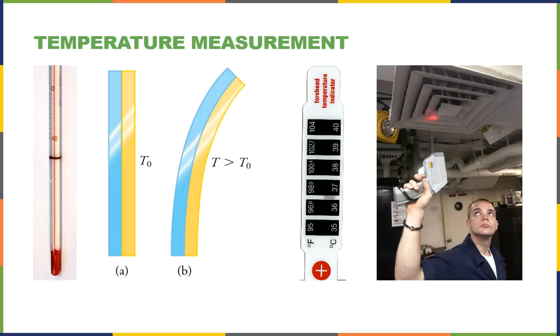So I'm going to measure temperature here, but I'm not going to use a normal thermometer. I'm going to use an uncalibrated thermometer.